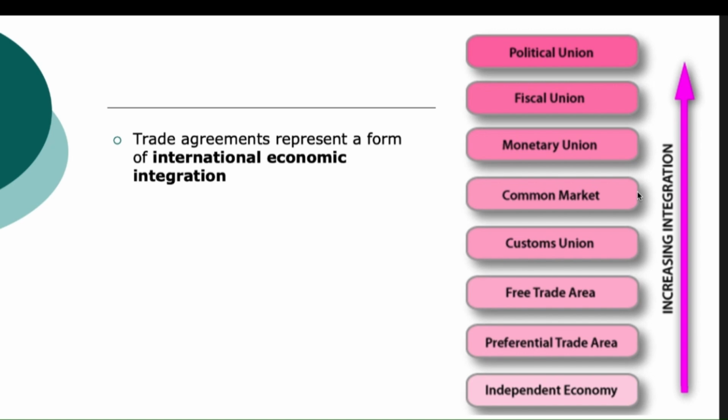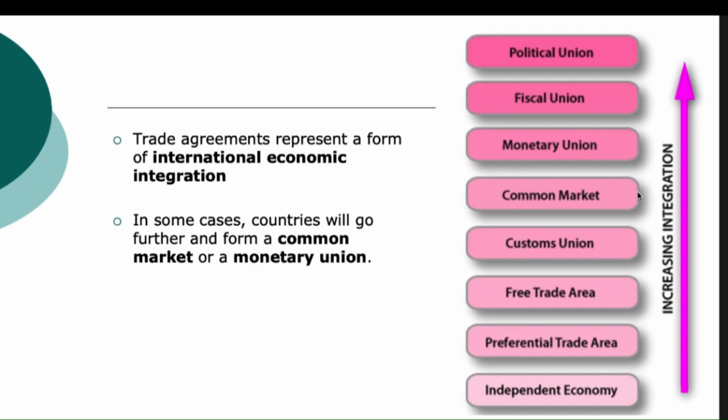A common market means that not only do you have free trade, but you also have freedom of movement of labour, freedom of movement of capital, and so on. So, in some cases, trade agreements can be a first step towards further integration, like in the case of the European Union. But that's not necessarily the case.